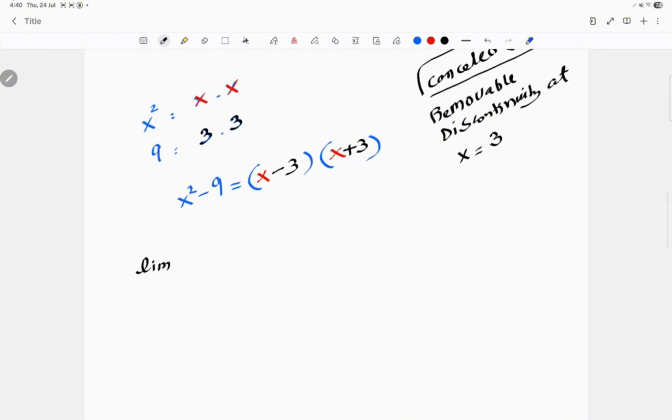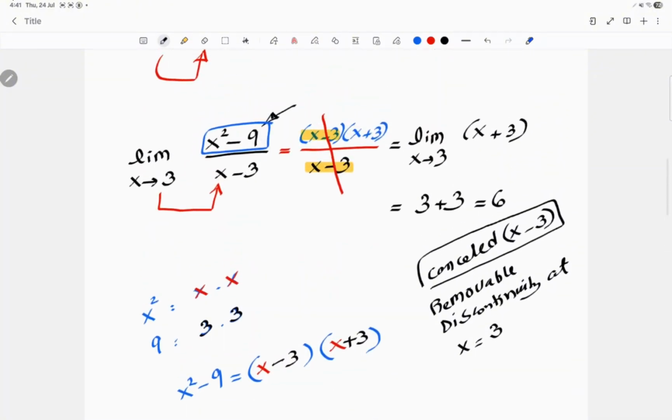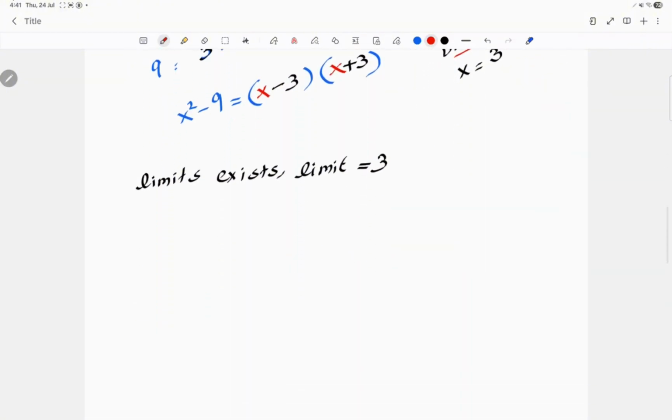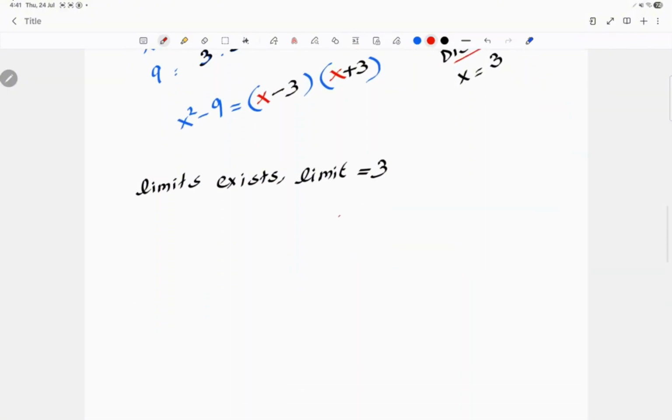We say that the limit exists. We say the limit is equal to 3. Now, because we were able to remove x minus 3, we have what we call a discontinuity that's removable. Okay? Now, in the exam, this might be represented as a hole. So if you see a hole of this type, we're looking at that discontinuity.